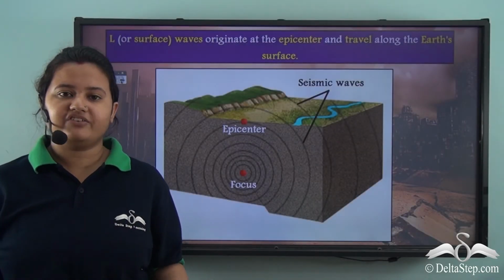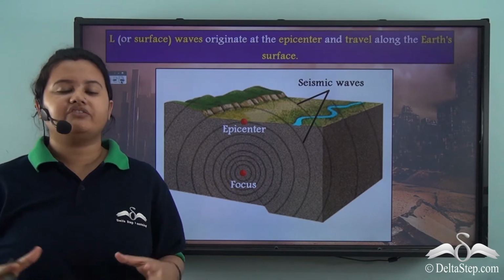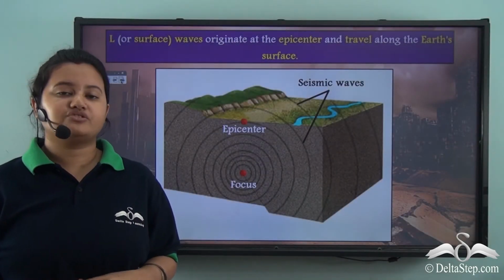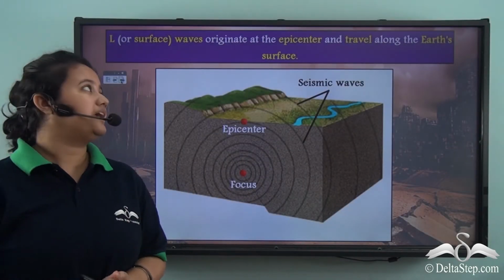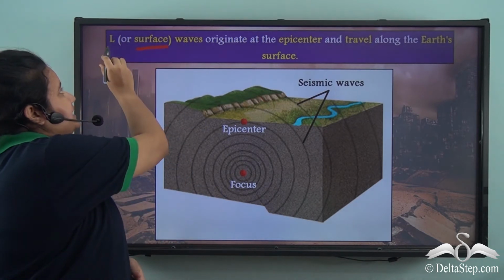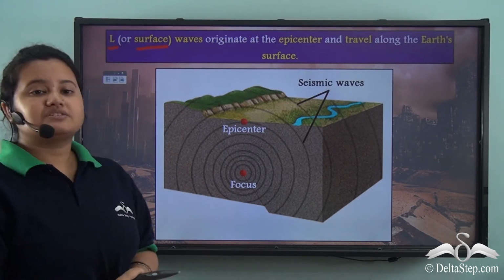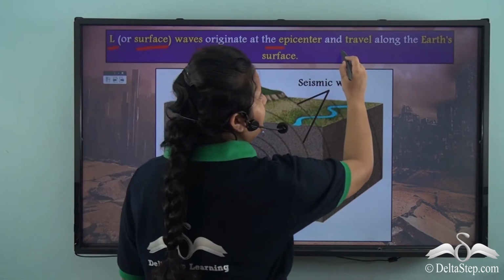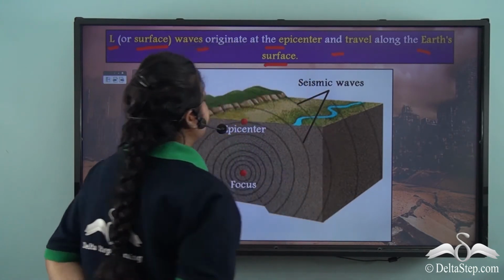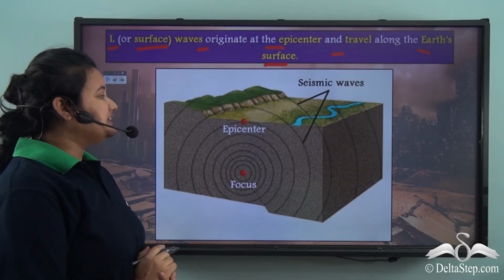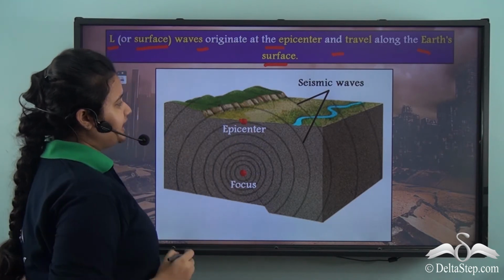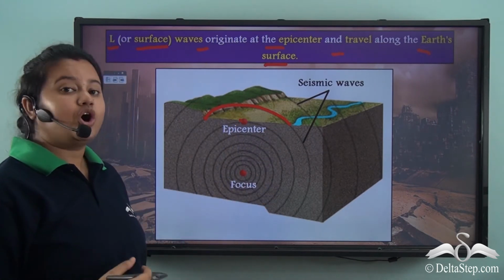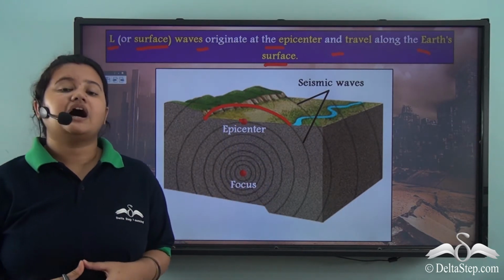Now, both P waves and S waves are body waves. But apart from body waves, some waves of an earthquake also travel along the earth's surface, and they are called surface waves or L waves. Thus, L waves or surface waves originate at the epicenter and travel along the earth's surface. See in this image, these waves that originate from the epicenter and travel along the earth's surface are surface waves or L waves. Now, L waves are of two types.